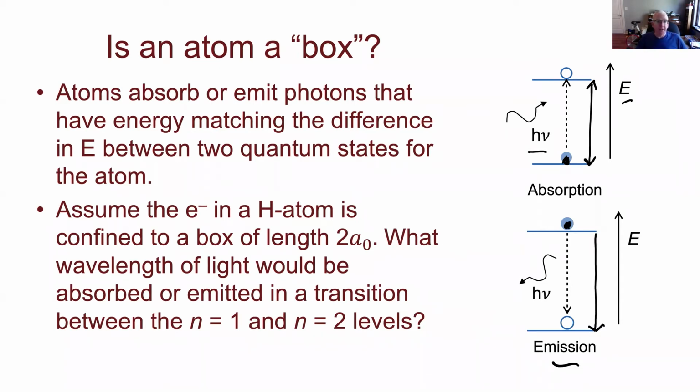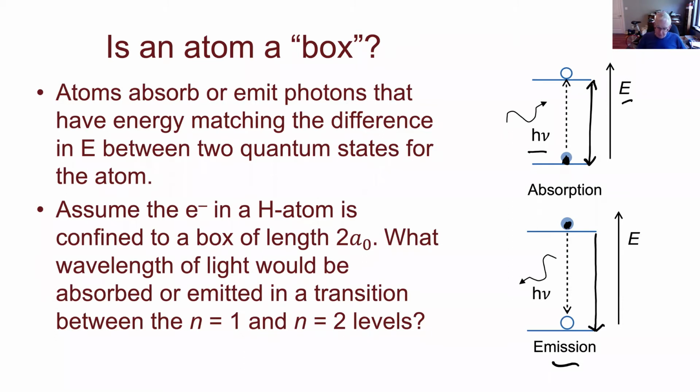So what are we going to do? We're going to take our hydrogen atom. We're going to assume the hydrogen atom can be labeled as a box of length 2a0. a0, remember, is the Bohr radius, that 53 picometer number, which is the most probable value of the radius for the hydrogen atom. So 2a0 would correspond to something like a diameter of the atom. We're going to find what wavelength of light will be absorbed or emitted in a transition between the n equals 1 and n equals 2 levels.